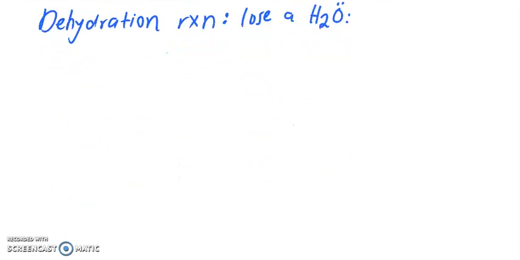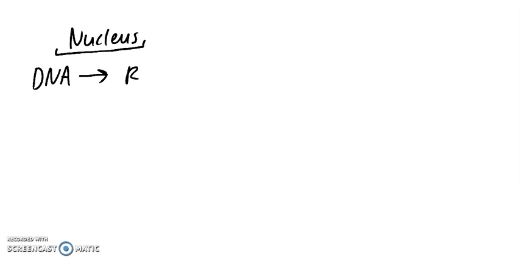So let's review how proteins are made. We're going to start off in the nucleus. This is where a template is taken from DNA and used to create the RNA complements. This is called transcription.